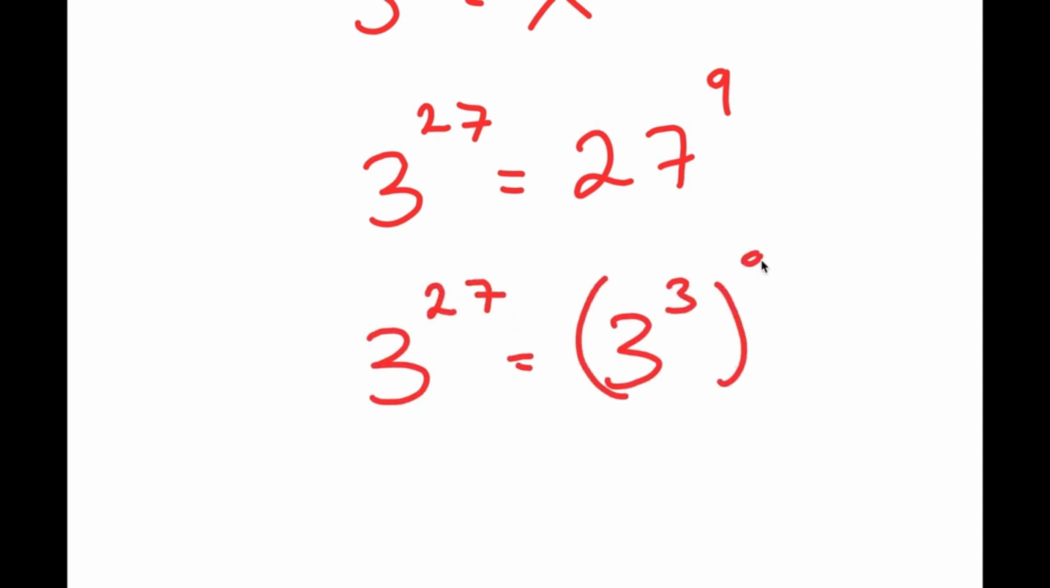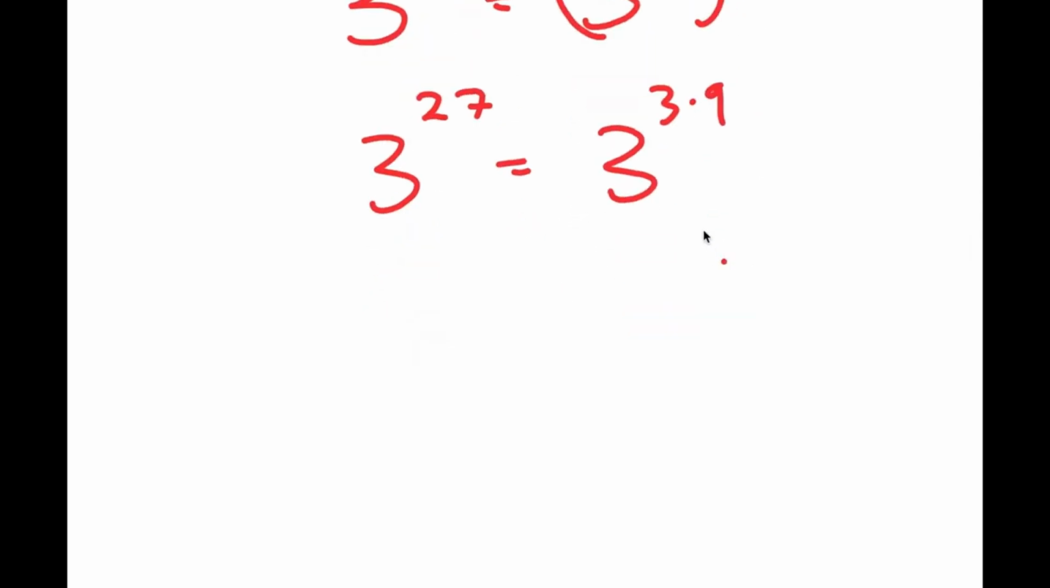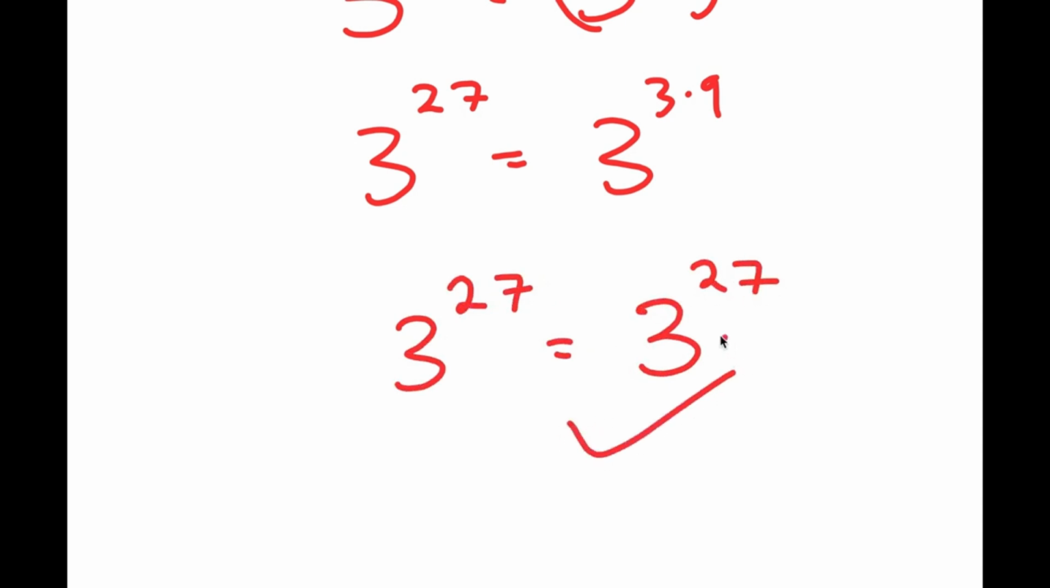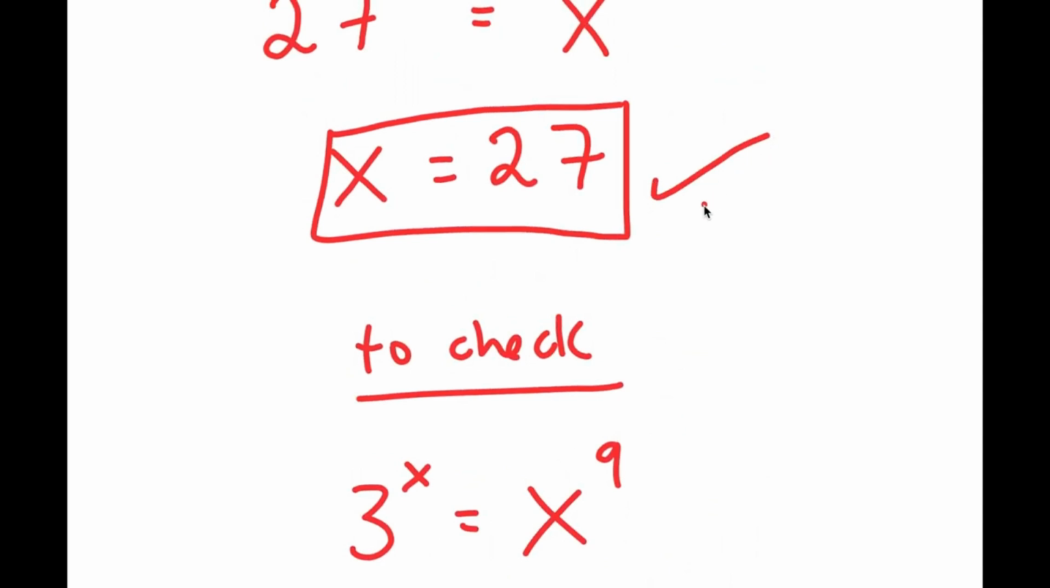which is equal to 3 to the power of 3 times 9. And 3 times 9 is 27, so I get 3 to the power of 27 is equal to 3 to the power of 27. And this is right, so my solution over here is right as well.